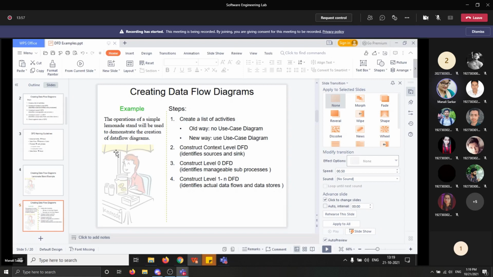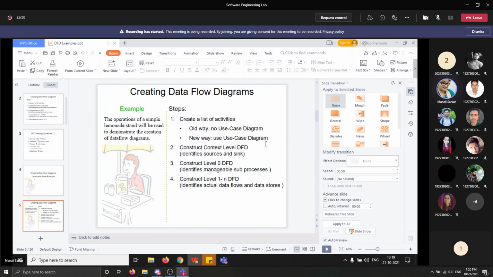See how we are creating the data flow diagram. The operations of a simple lemonade stand will be used to demonstrate the creation of data flow diagrams. Here are the steps one by one. In step one, we need to create a list of activities. The old way had no use case diagram, but the new way uses a use case diagram. What is a use case diagram? I will be discussing that.